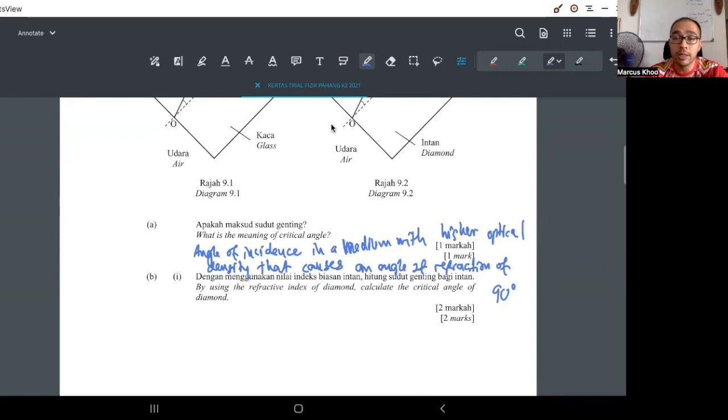I think I mentioned this in yesterday's class. I is more than C, I is equal to C, I is less than C. But this is the definition for the critical angle. So by using the refractive index of diamond, calculate the critical angle of diamond.